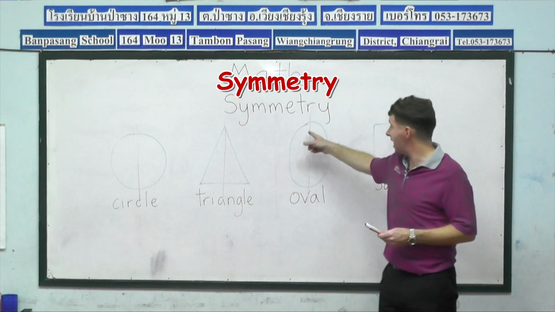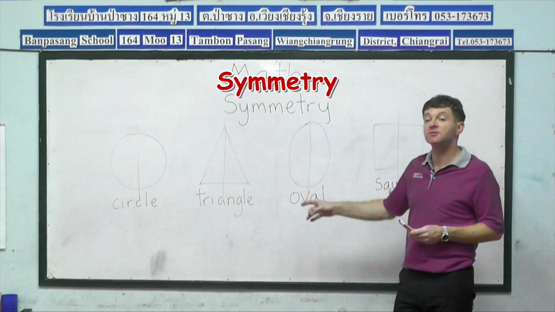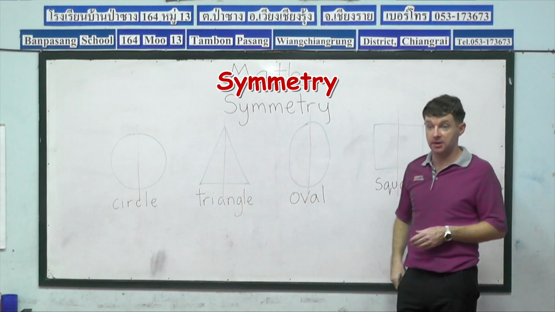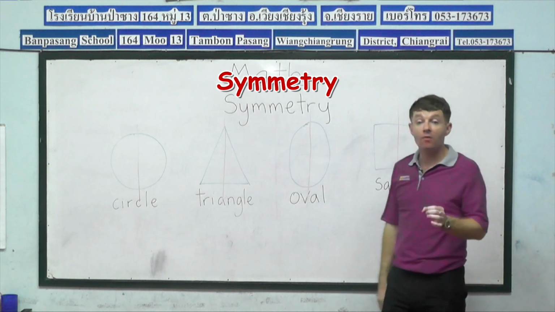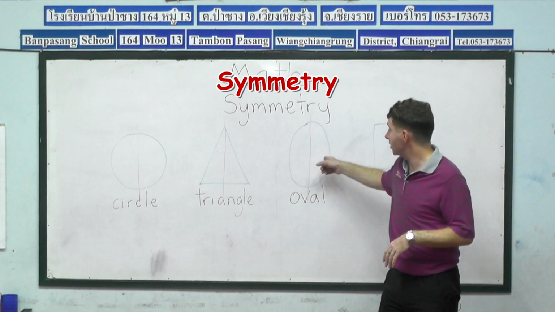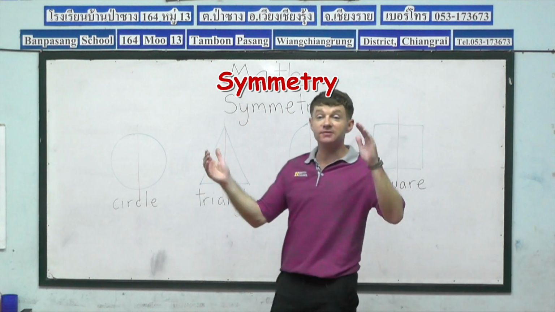Yes, and the line that is drawn down through each of the shapes is what we call the line of symmetry. You can see the line, and this is what we call the line of symmetry. So well done, guys. That was excellent.